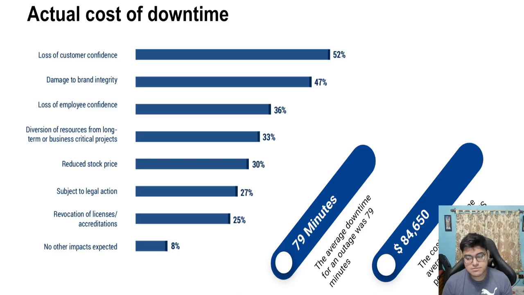Which is huge. Even if it's not 79 minutes, even if it's 5 minutes, in that time millions of users could have wanted to get food, wanted to have something delivered, or just wanted to check out your platform. So that is the main thing when there's downtime: a huge amount of customer confidence is lost. Also there's damage to the brand's integrity if an outage is faced. I would consider those two as the main points to note when you have downtimes.